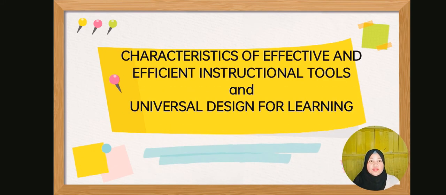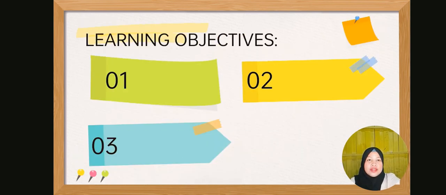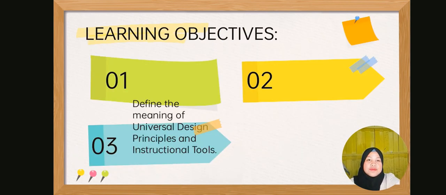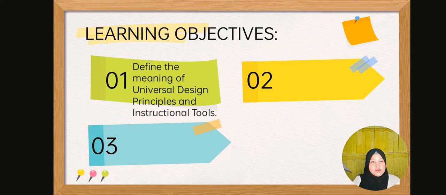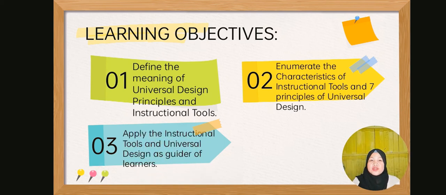I am here today to tackle the characteristics of effective and efficient instructional tools and universal design for learning. Before that, let me read you the learning objectives of this topic. First, define the meaning of universal design and instructional tools. Second, enumerate the characteristics of instructional tools and the 7 principles of universal design. Third, apply the instructional tools and universal design as a guide for learners.